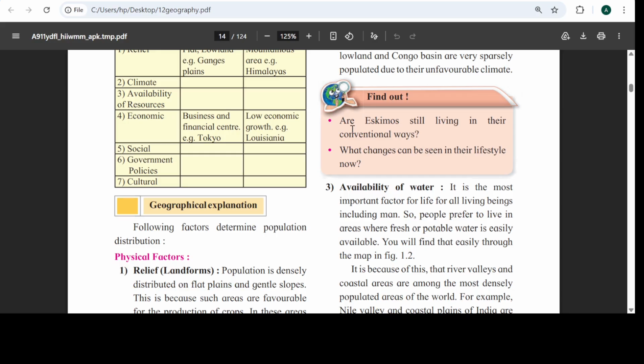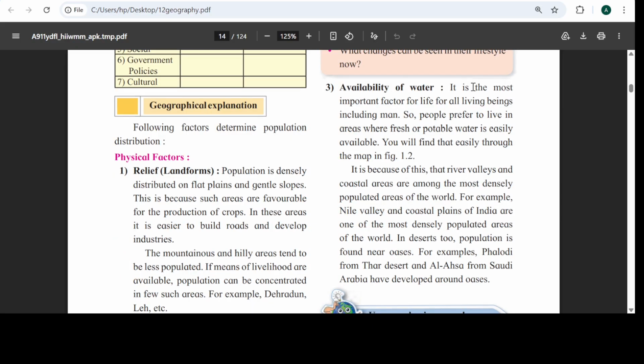Find out, are Eskimos still living in their conventional way? What changes can be seen in their lifestyle now? Third, availability of water. It is the most important factor for life for all living beings, including man. So, people prefer to live in areas where fresh or potable water is easily available. You will find that easily through the map in Figure 1.2.